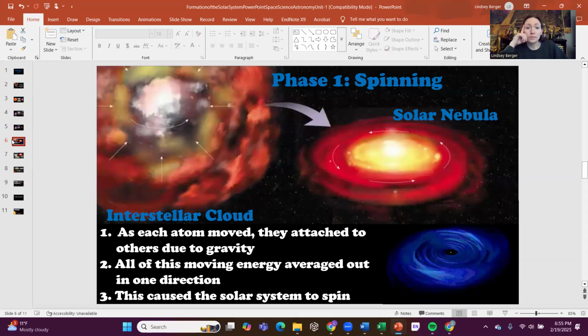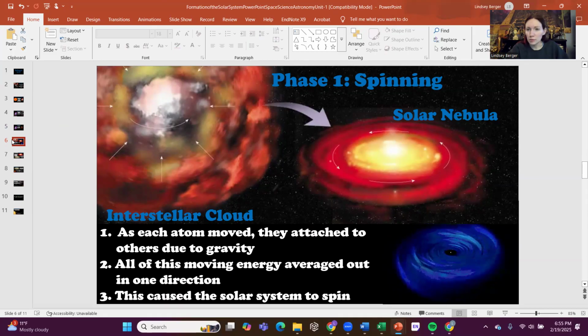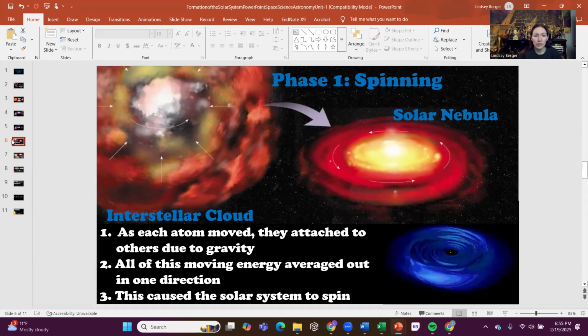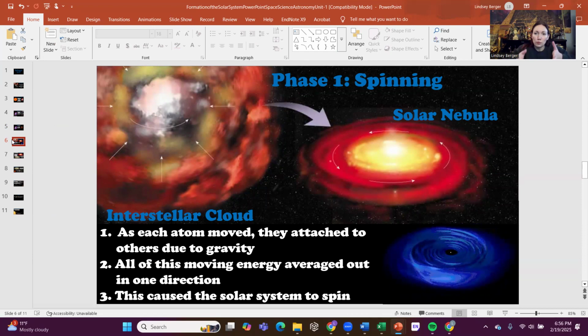All right, so phase one is the spinning. So we've got this thing called a solar nebula. Again, clump of dust, gas being held together, gravity, spinning, movement, all that good stuff. Again, it's that domino effect. Once one thing starts attracting something else, it gets bigger. That's going to attract more things, going to attract more things, so on and so on. This is going to cause some of the energy to be directed all in the same direction, same movement of direction, right? This is what's going to cause what we see today as a spinning of our solar system.